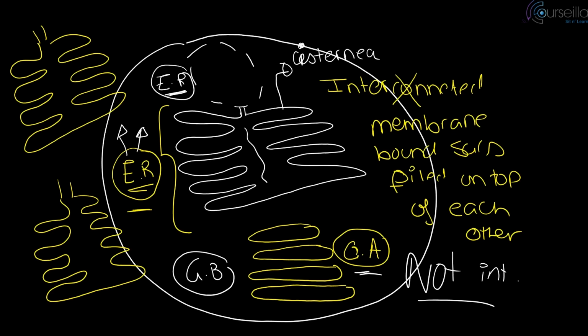The rough has ribosomes on the surface, and the smooth doesn't have ribosomes on the surface. Okay, talk to me about the smooth endoplasmic reticulum. What's its function? It synthesizes, stores, and transports carbohydrates and lipids. Okay, lipids, to be specific. Good. So the rough produces proteins and the smooth produces lipids.